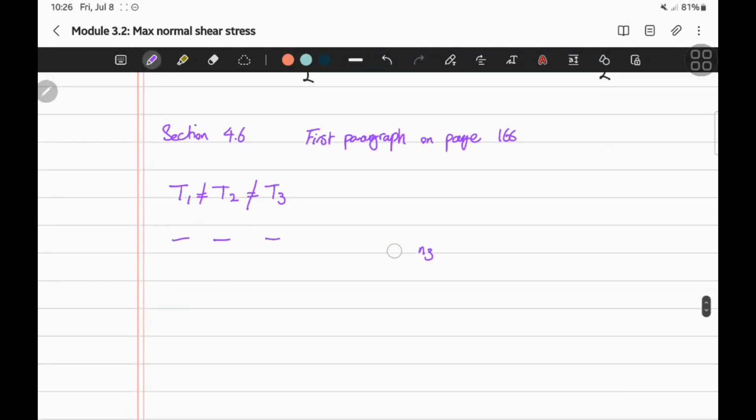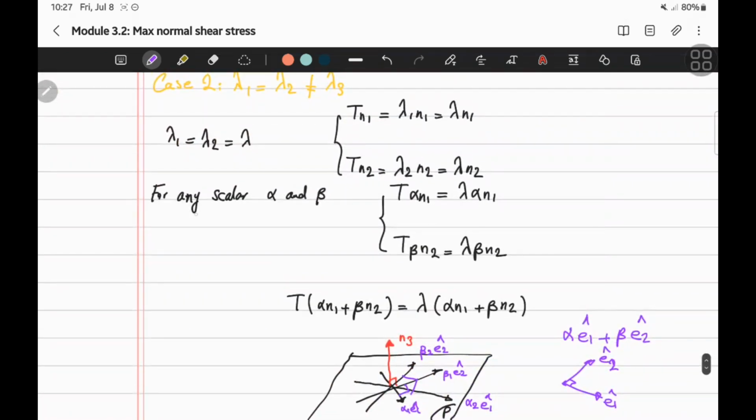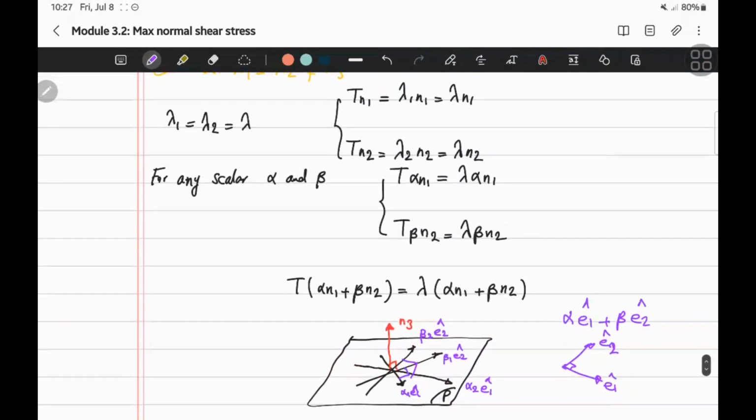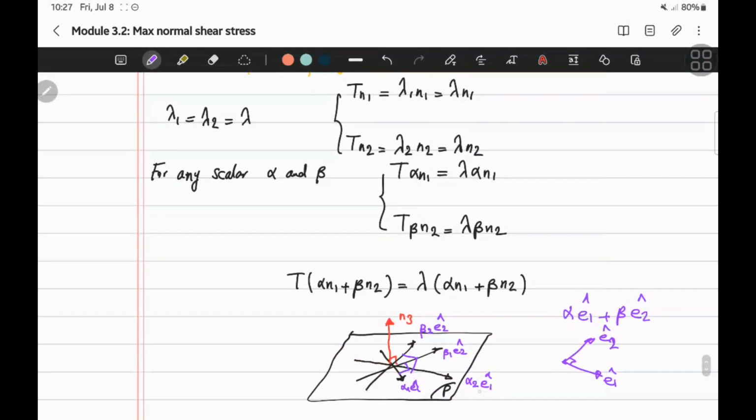And also, let's say in example 4.6.3, we have a problem where T1 is equal to T2 not equal to T3. And this basically corresponds to this case in here, where we have infinite numbers of alpha E1 plus beta E2 eigenvectors. They form a plane, where we have entry normal to them.